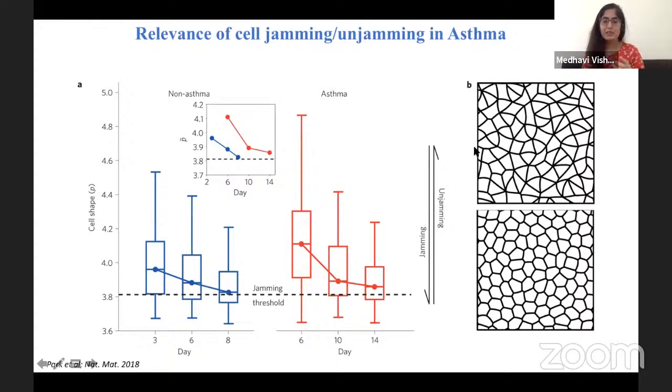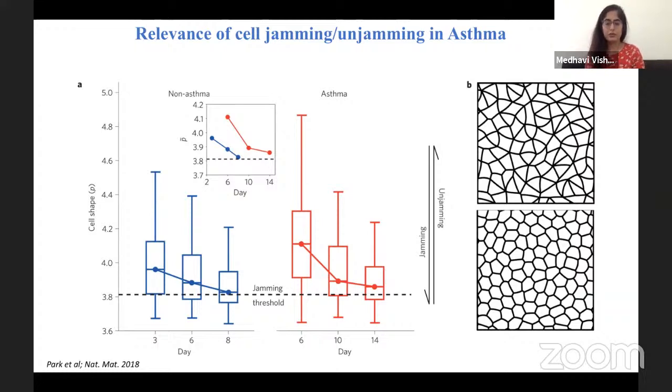So the question that we asked, we were actually motivated by this paper that I'm just going to show you very quickly. This was a paper that came out in 2018 and showed that there is a physiological relevance to this jamming and unjamming behavior that you see in epithelia. What they did is take cells from asthmatic patients and cells from non-asthmatic patients, and showed that the patients with asthma have epithelial cells that are more unjammed. So cells are not getting jammed, and their mechanical behavior and tissue jamming is different compared to cells that are normal and do not have asthma.